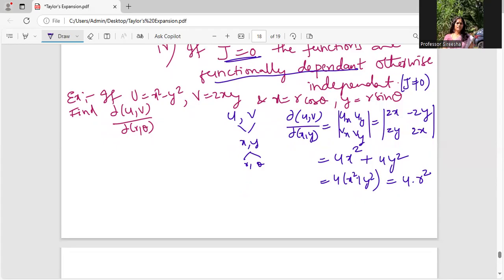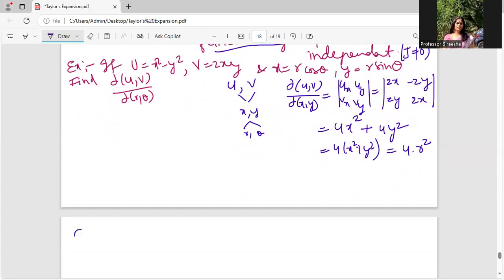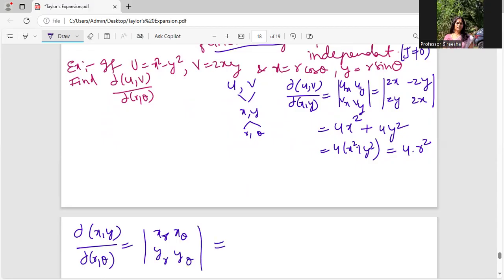There's one more Jacobian that I'm supposed to be finding out. That is my dou x comma y with respect to r and theta. Okay, so thus that would be what? x_r, x_theta. That means what? x with respect to r, x with respect to theta. Derivative of x with respect to r and with respect to theta. Derivative of y with respect to r and y with respect to theta. Look at x and y, guys. They are functions in r and theta.